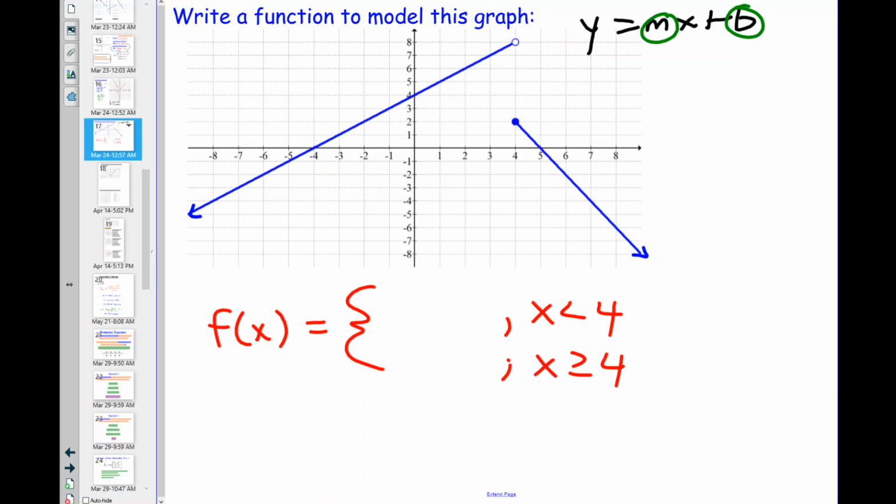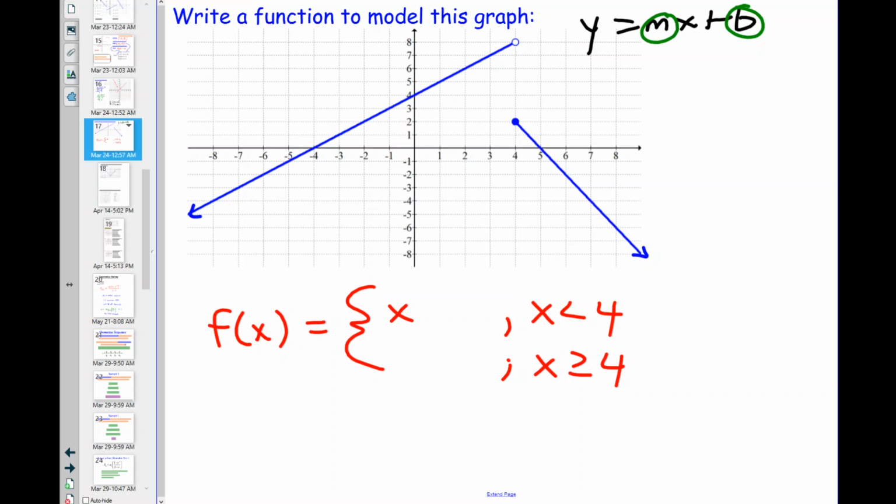You can do what Julian said to do, which is to count. My rise and my run is up one, right one, up one, right one, up one, right one. So it sure does look like my slope is, I know it has to be positive, positive 1 over 1, which is just 1. So I'll put 1x, which is just x.